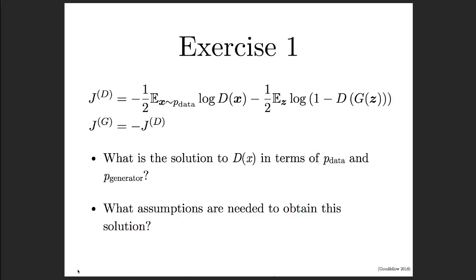So as our first exercise, which will be accompanied by a little 5-minute break, we're going to study what the discriminator does when the discriminator plays this game. At the top of the slide, I've shown the cost function that the discriminator is going to minimize. And the exercise is to determine what the solution to D of x is, written in terms of the data distribution and the generator distribution.